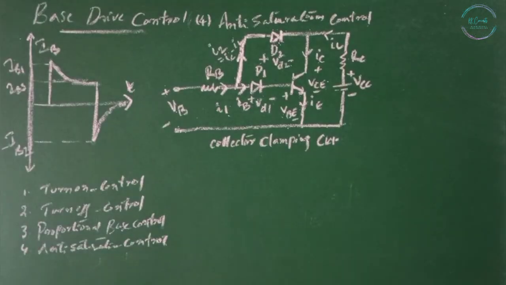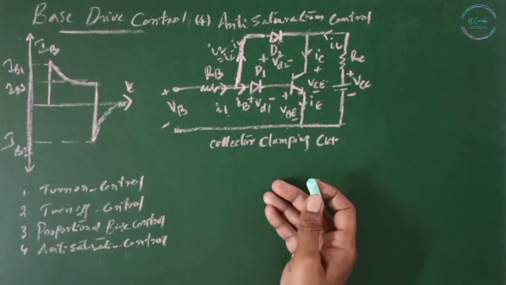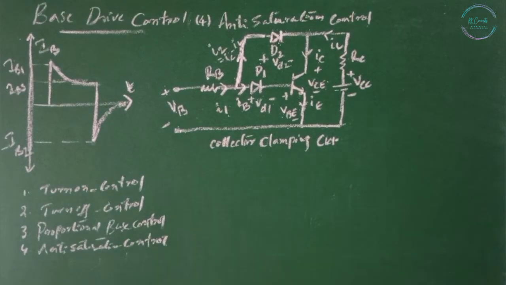Finally, anti-saturation control. This is the circuit for collector clamping. If the transistor is driven hard, the storage time, which is proportional to the base current, increases and the switching speed reduces. The storage time can be reduced by operating the transistor in soft saturation rather than hard saturation. This can be accomplished by clipping the collector emitter voltage to a predetermined level.